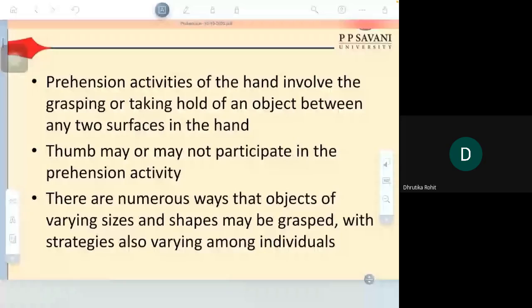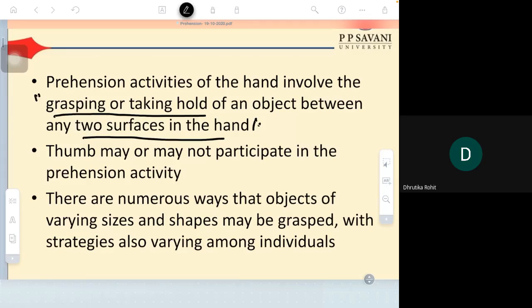So prehension means taking an object, or grasping the object between any two surfaces of the hand. This is the definition for prehension. Grasping of an object between two surfaces of the hand. So this is called prehension activities.